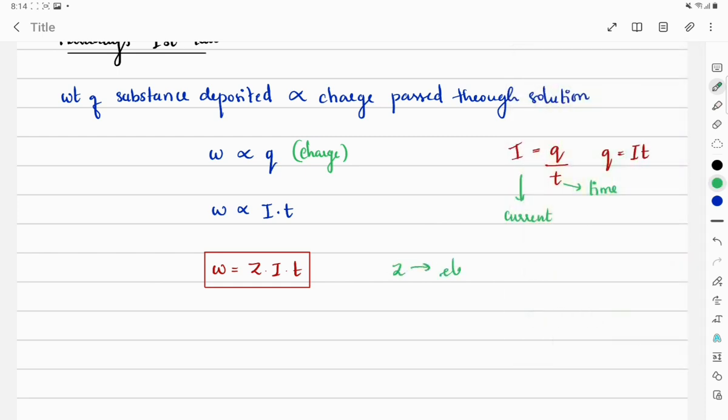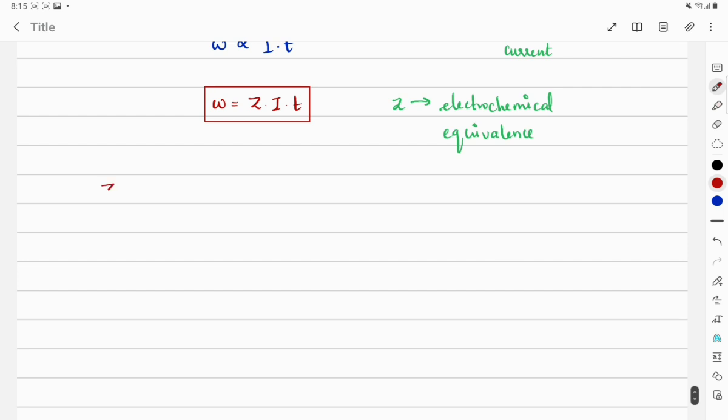Z is the electrochemical equivalent. Now we can write other forms of these equations. The electrochemical equivalent Z can also be said as the equivalent weight per farad. So Z, which is the electrochemical equivalent, is equal to E divided by F, where E represents equivalent weight. And F is the farad. You know 1 farad is 96500 coulombs. So Z is equal to equivalent weight by farad.